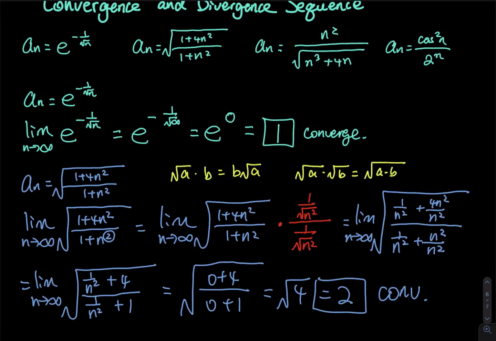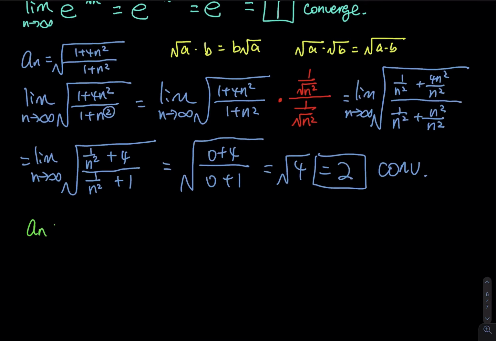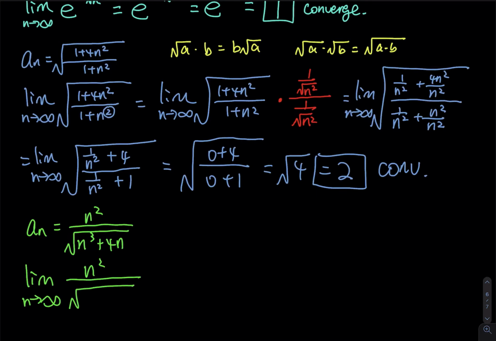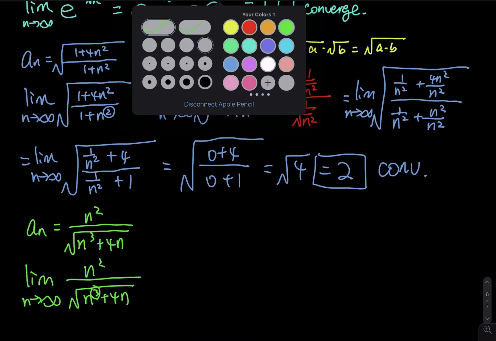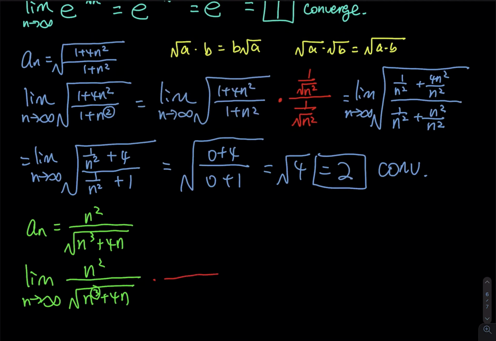And then the next one we have, let's switch color for the next one. We have a_n equals n squared divided by the square root of n to the third plus 4n. So we have the limit as n approaches infinity of n squared divided by the square root of n to the third plus 4n. What's the highest degree in the denominator? The highest degree in the denominator is 3. That means we have to multiply the top and bottom by 1 divided by the square root of n to the third, because in the denominator, the n to the third is in a square root.